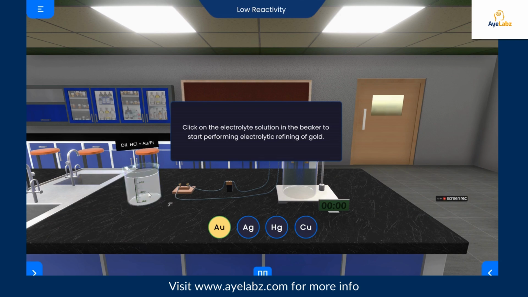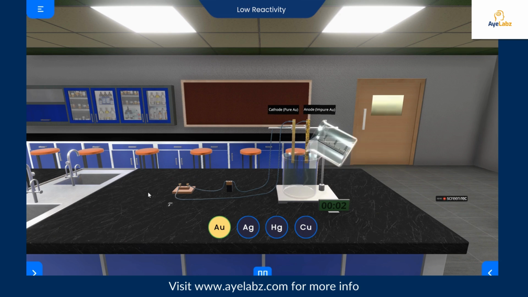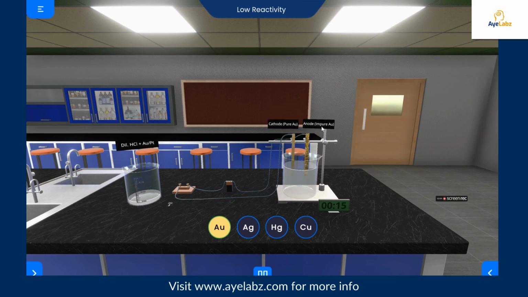Here I am having an electrolytic solution, which is dilute HCl with gold or platinum. As a cathode, I took pure gold, and as an anode, I took impure gold. Let me immerse these electrodes into the electrolytic solution. By inserting the key, I am giving the power supply to the electro-refining process.